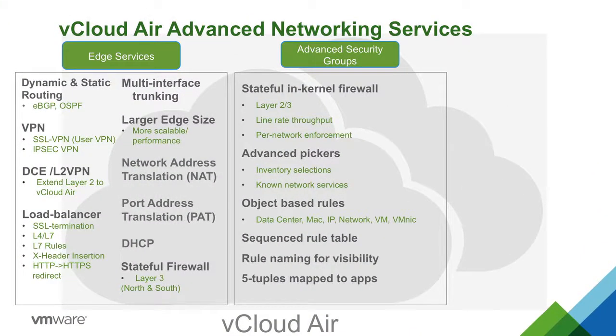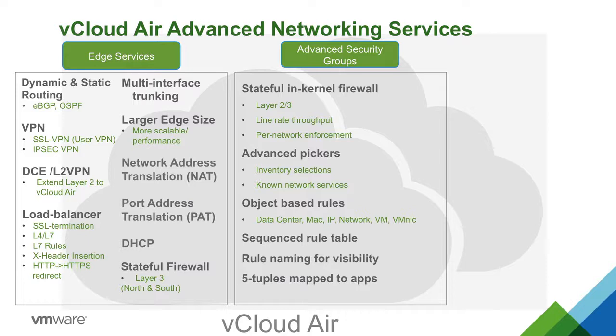Advanced security groups offer a stateful in-kernel firewall that manipulates network traffic at both layer 2 and layer 3. Because this firewall is at the kernel level, you can take advantage of line rate throughput or minimize impact to network performance. It also enforces firewall rules even before the traffic arrives at the virtual network.